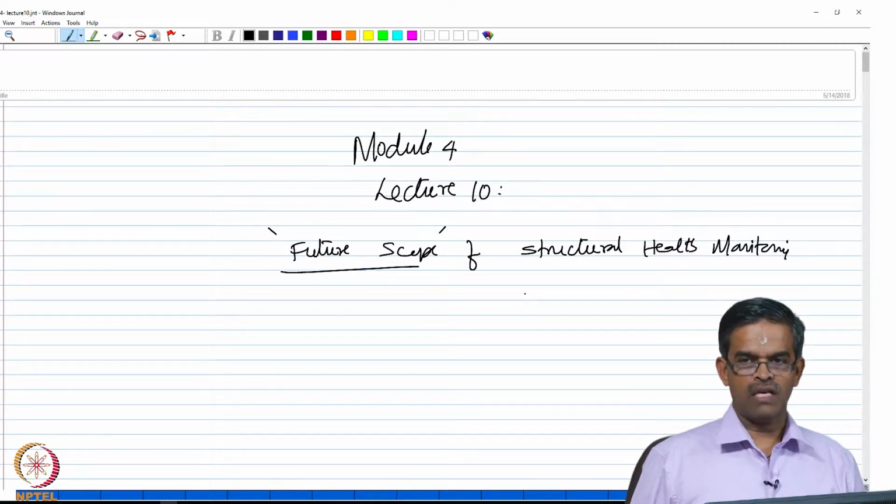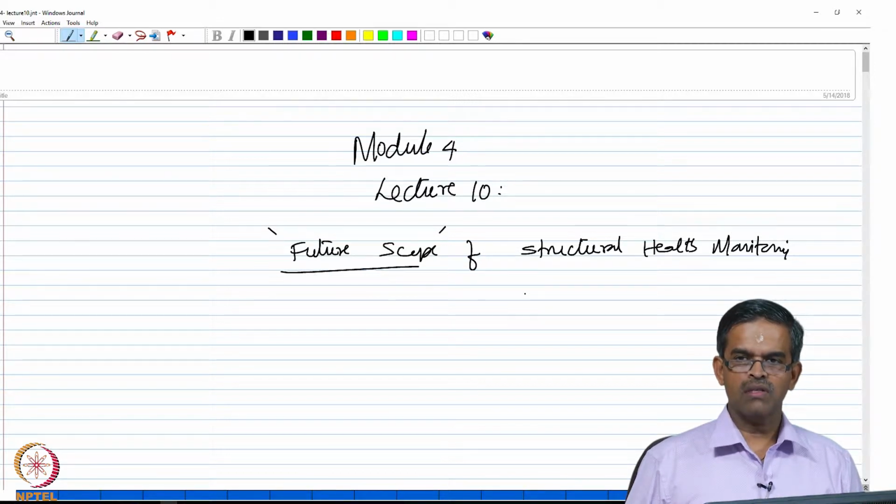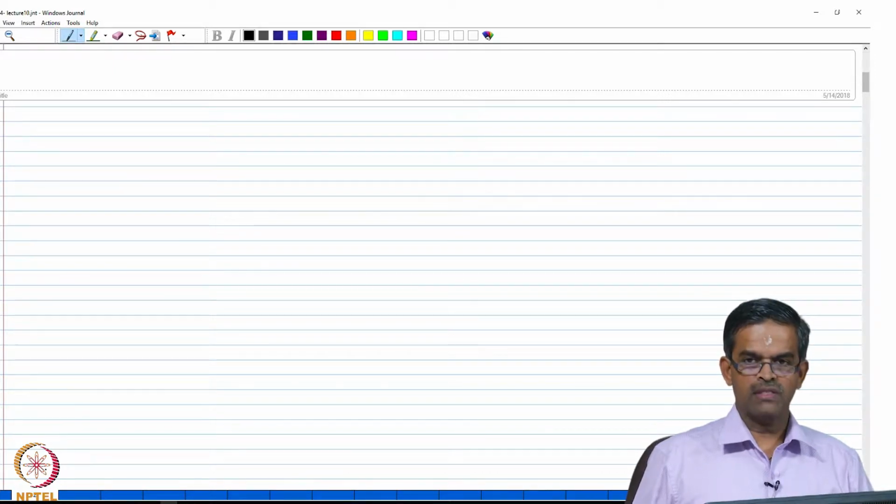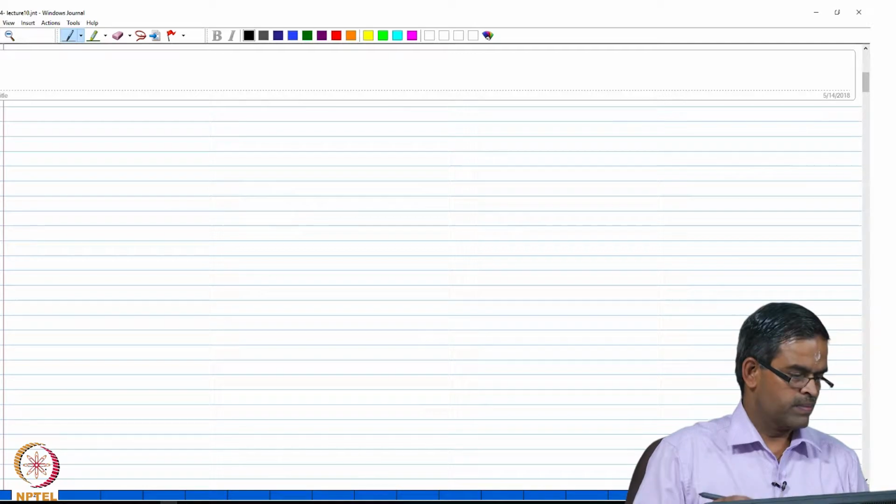We have already seen in different lectures and modules what the merits of deploying SHM are for identifying damage detection, for increasing the service life of the structure, and also for improving the quality of standards of public utility buildings like infrastructure, which are very important for national growth. So, in this lecture we will focus on some future scope, what SHM can do.